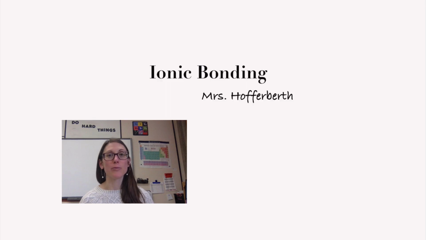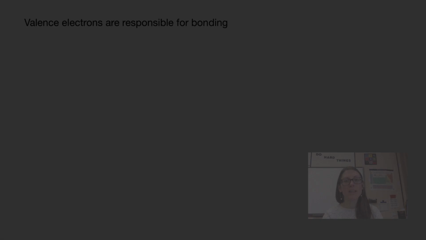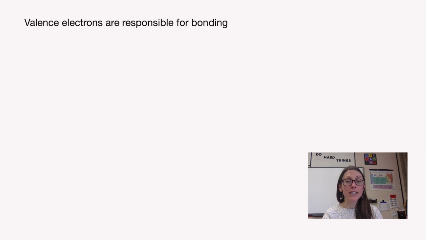Everybody, it's Mrs. Hofferberth. Let's talk about ionic bonding. In all bonding, it's the valence electrons that are responsible for what happens. True for ionic, covalent, metallic, it's always your valence electrons that are involved.